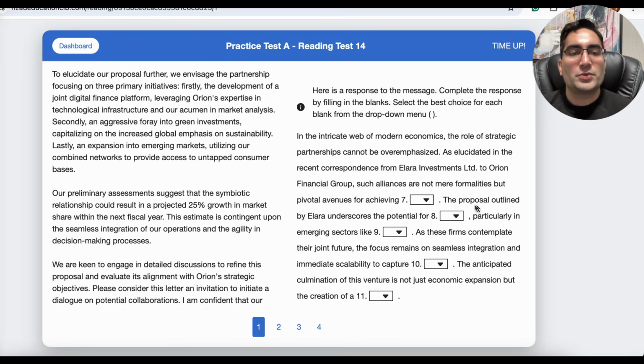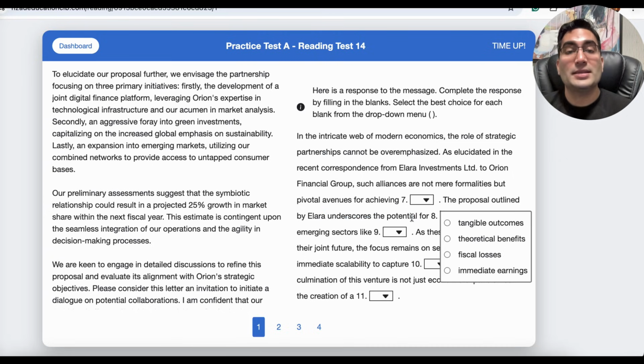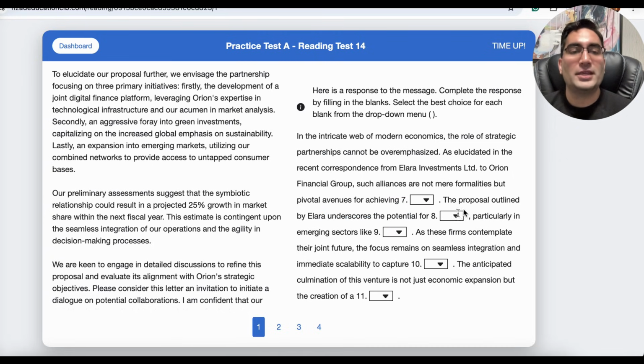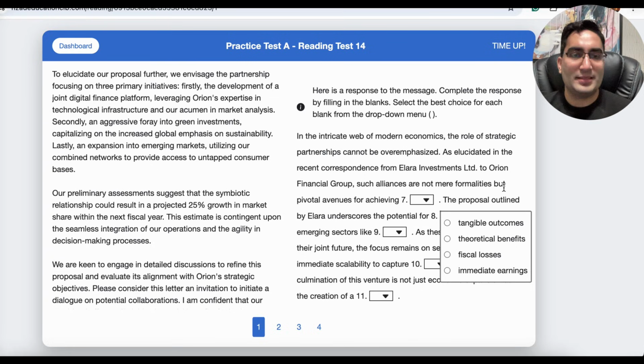Similarly, we go to the next one. The proposed outline by Elara underscores, which means emphasizes the potential for. Once again, it is going to be something positive. And once I open this, I want to know the potential for, which is me looking for something in the future. Nothing present, it is the potential. That's my keyword. I'm going to open this up and get the answer.